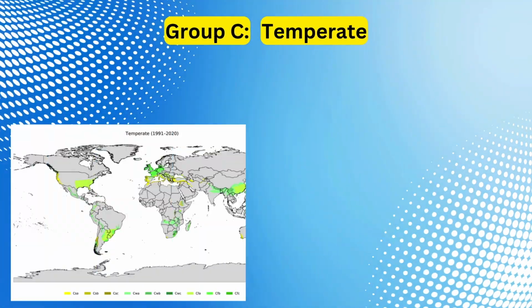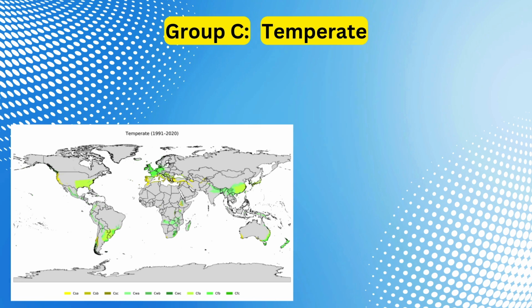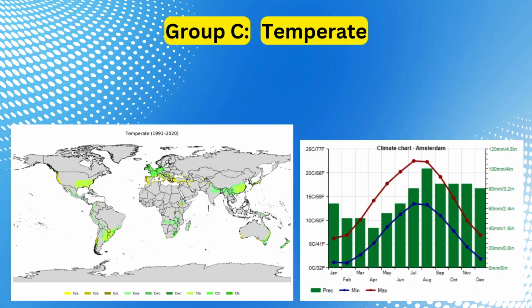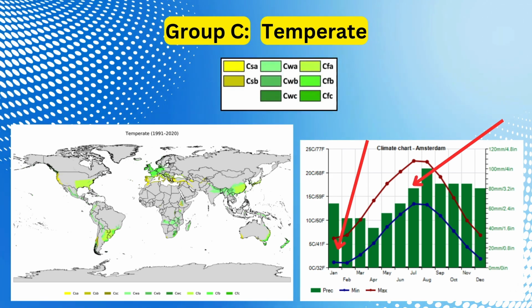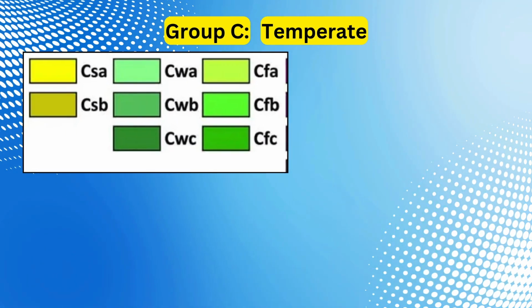Now it gets a little bit more difficult as we move on to group C, which is a bit rarer on our planet. The temperate climates all have their coldest months at an average temperature of between 0 and 18 degrees Celsius, and one month with an average temperature of over 10 degrees Celsius. But the difficult thing about this group is that there are 8 subcategories. I'll try to keep it simple.